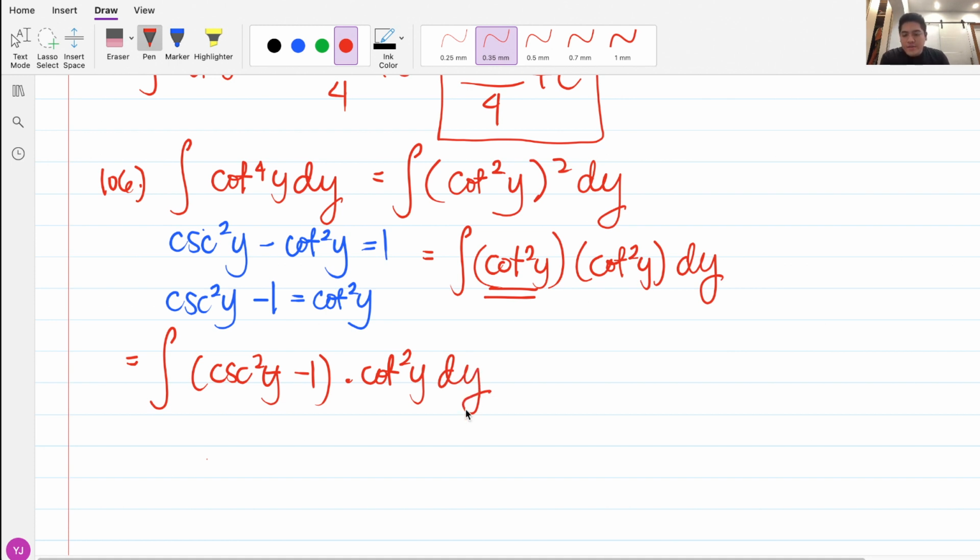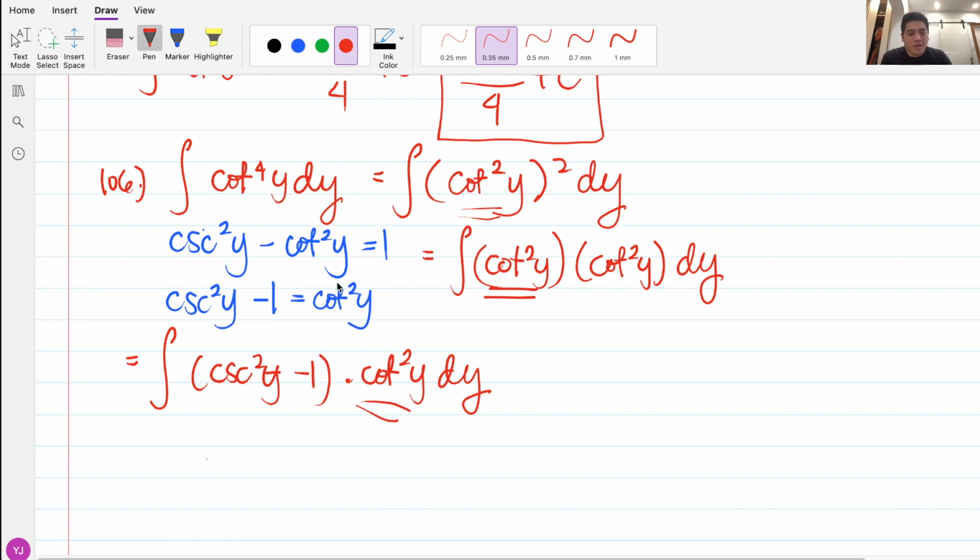Alright. So if I'm going to do that, that will be the case. Okay? But my question is, what's the point of doing this? If we cannot find a pattern in our integral, because if we just simply substitute it or distribute this, we will end up with this. Okay? Still cotangent squared y for this term.